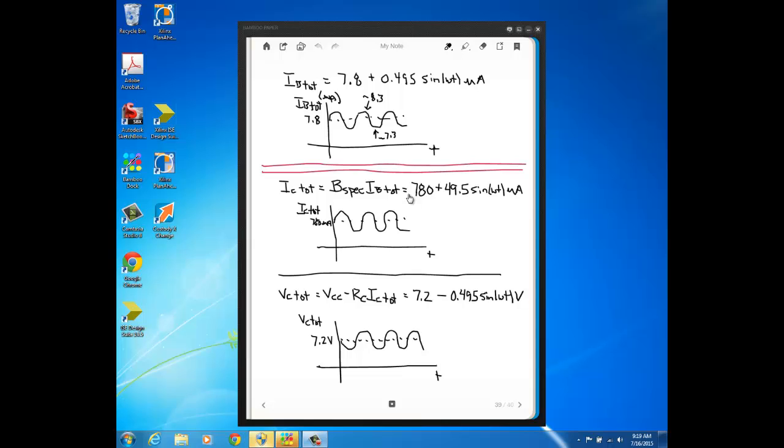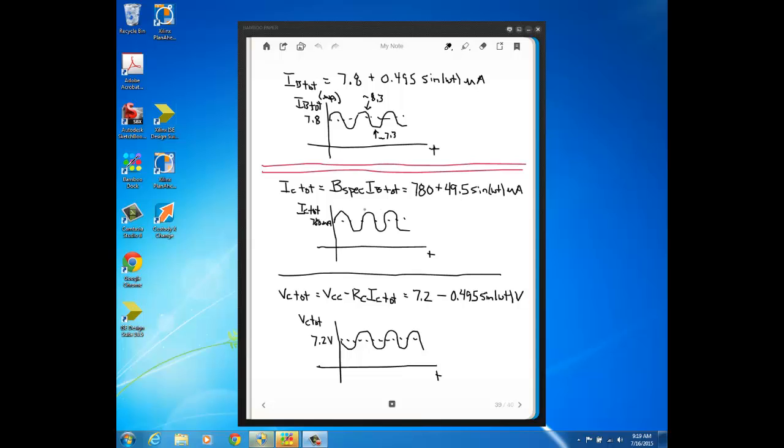Let's continue with our analysis of a BJT amplifier. We left off last video having calculated what the total base current is, total meaning the DC along with the AC portion. And we saw that adding the AC signal causes a sinusoidal variation around the Q value. Continuing on, finding the total collector current, it's still beta spec times IB. So here it's beta spec times IB total. We just take our equation for IB total and multiply it by 100, which is our beta spec.